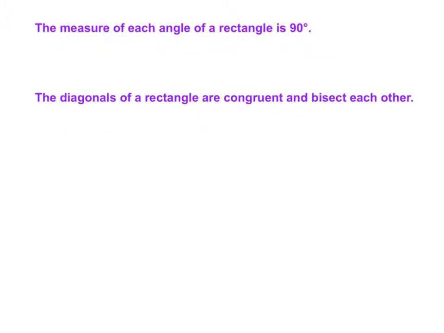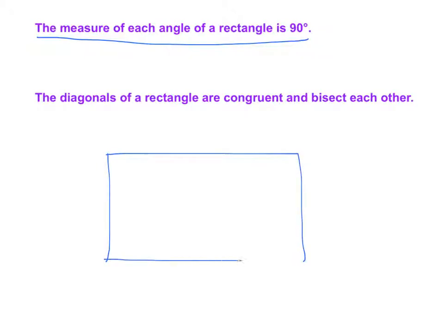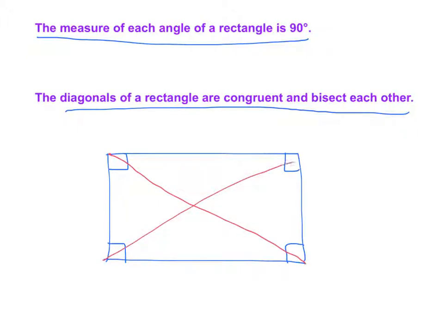Okay, now we're going to move on and talk about rectangles. This conjecture might seem pretty clear. The measure of each angle of a rectangle is 90 degrees. We know that from our definition of a rectangle. They have 4 right angles. And then the diagonals of a rectangle are congruent and bisect each other. So we have here a diagonal and here a diagonal, and they're congruent, and they bisect each other, so they're going to form 4 equal segments here.